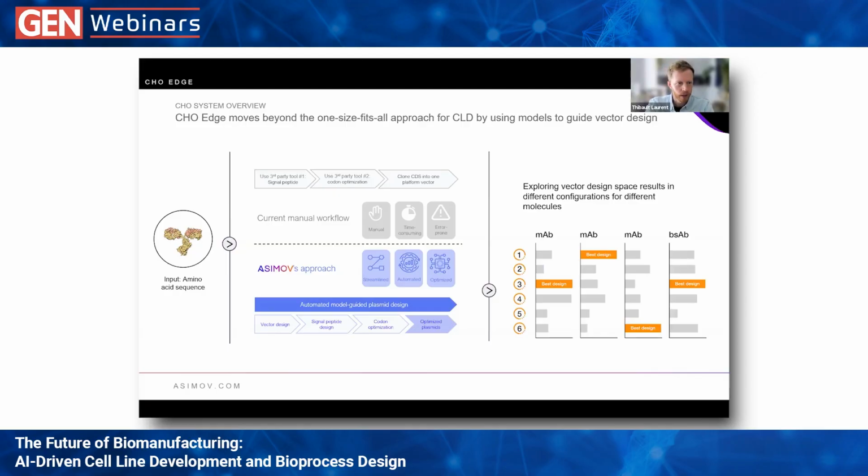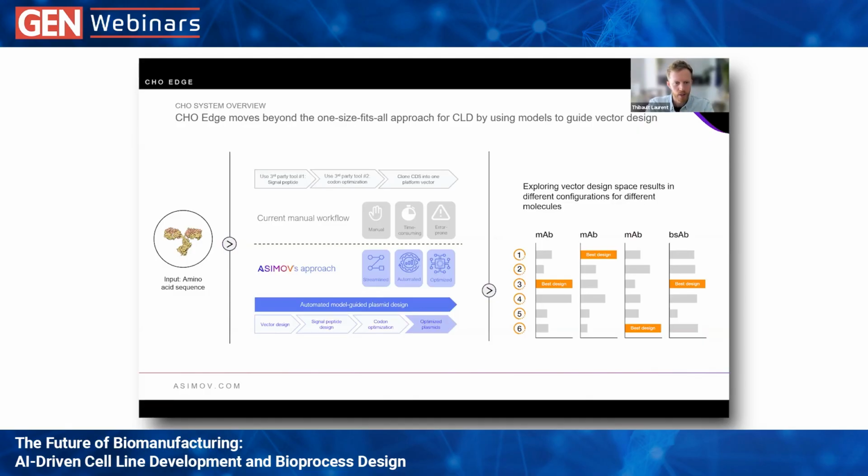As I was saying, Asimov is moving beyond the one-size-fits-all approach. So for every molecule we are expressing, we always explore the vector design space. On this representation, we are looking at 6 different vectors that have been used across 4 different molecules and include 3 IgGs and 1 bispecific.